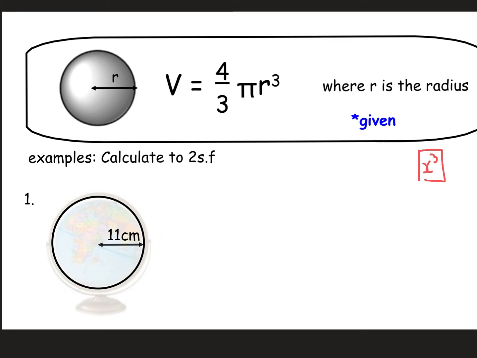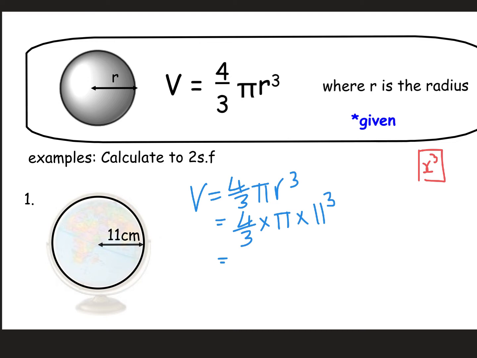So I'm going to go straight into the formula, and my examples are all meant to be to two significant figures for this video, okay? So volume equals 4/3 pi r cubed. There's only really one thing to substitute here, which is the radius. So we've got 4/3 times pi times 11 cubed. Now go type that into your calculator.